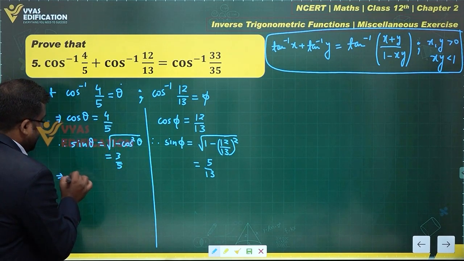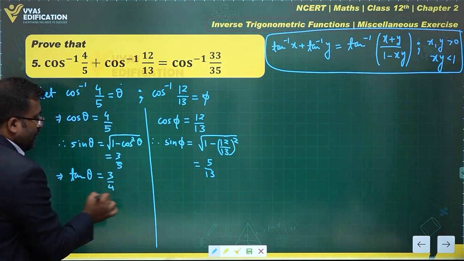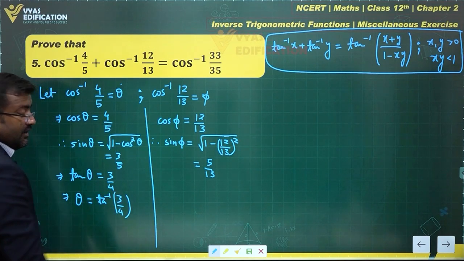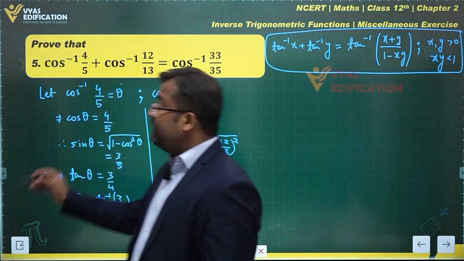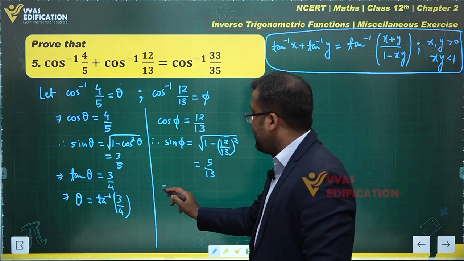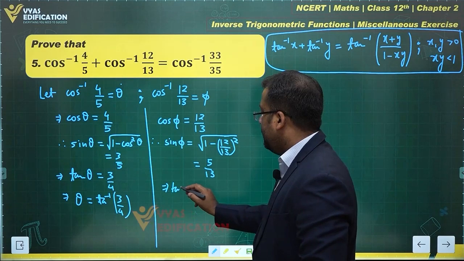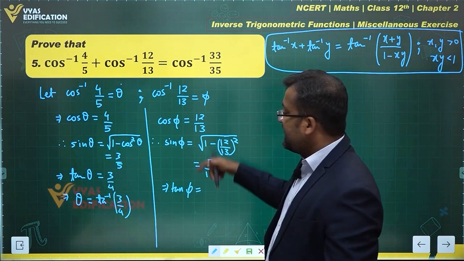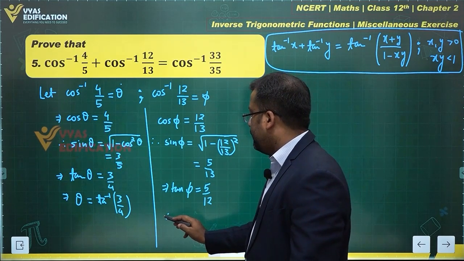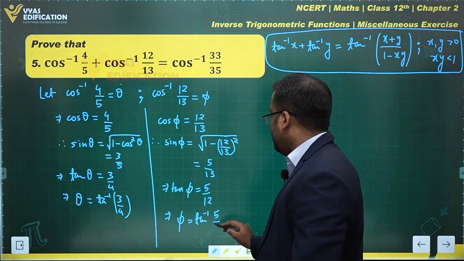And this gives me tan theta is equal to sin theta upon cos theta, which is 3 by 4, which gives me theta is equal to tan inverse 3 by 4. We wanted to find the value of this in terms of tan inverse, and we have done that. Similarly, let's find tan phi. Tan phi is equal to sin phi upon cos phi, which is 5 by 12. Therefore, phi equals tan inverse 5 by 12.